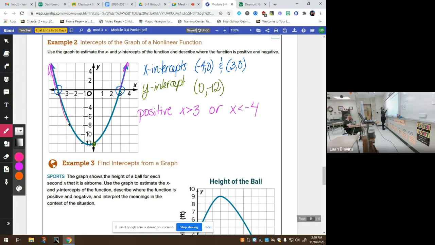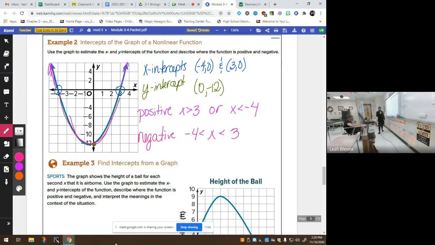And of course, this is where it's negative. It's negative when x is sandwiched between -4 and 3. The -4 is less than x, which is less than 3. That's where my function is negative.